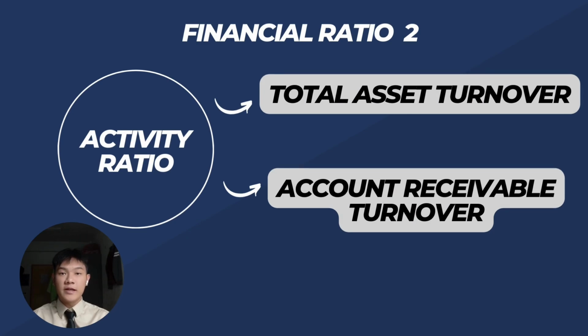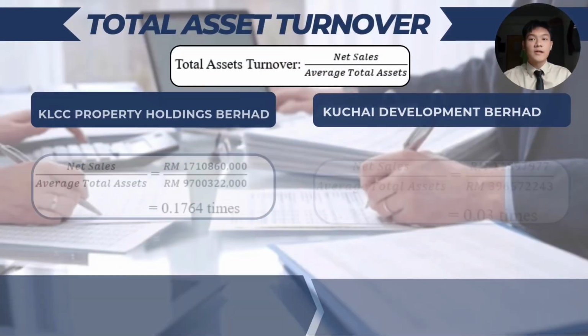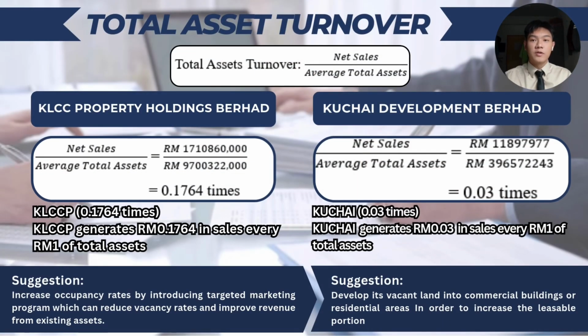Now we will move to the second financial ratio, which is the activity ratio. Activity ratio measures how efficiently a company uses its assets to generate sales and manage its daily operations. There are two ratios under this category, which are total asset turnover and account receivable turnover. Now, total asset turnover. Total asset turnover measures how efficiently a company uses its total assets to generate sales revenue.